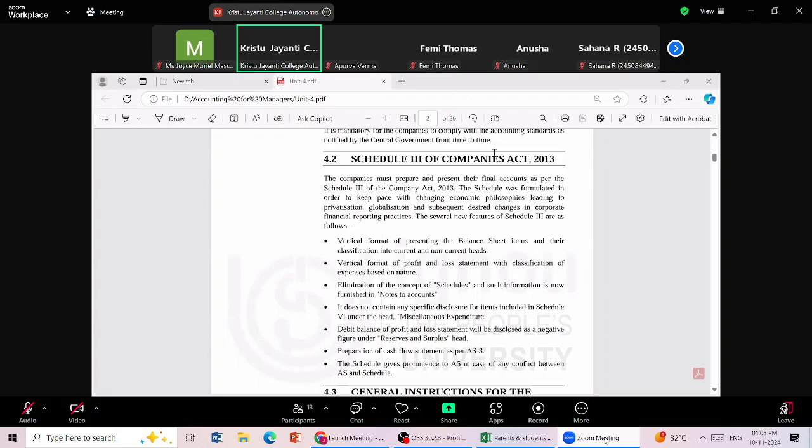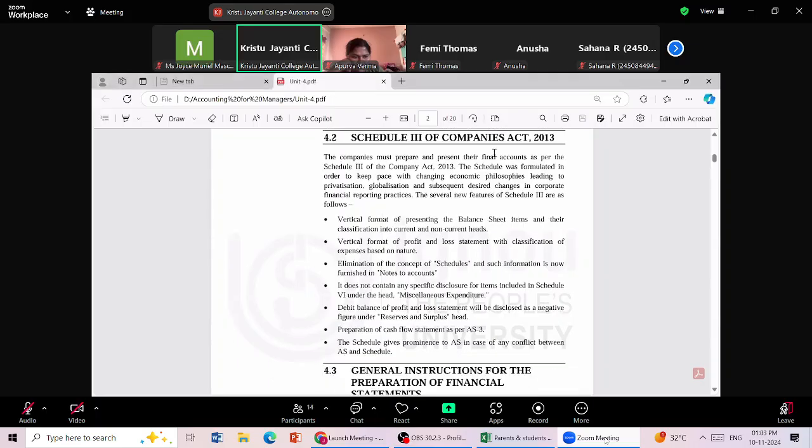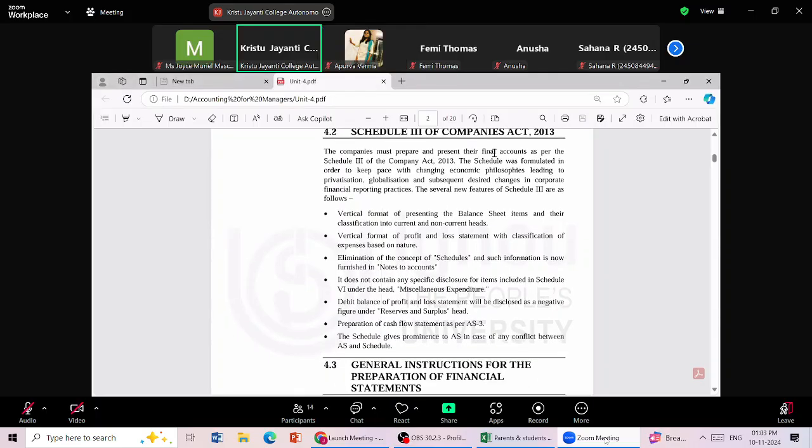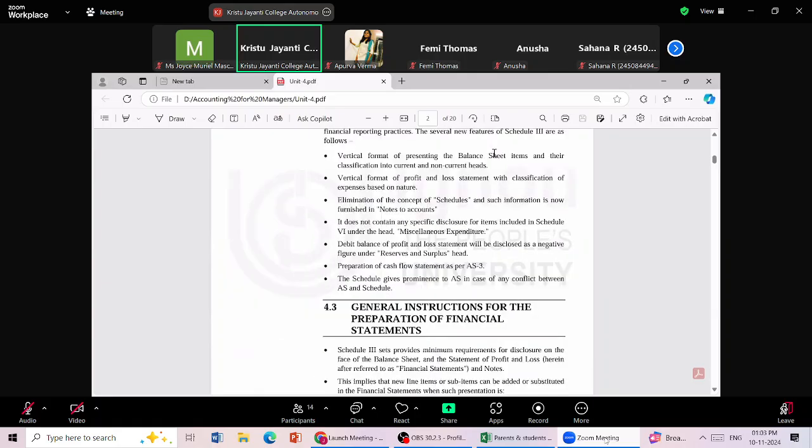So there are a few features which are considered in Schedule 3. The first one is vertical format. Earlier you can see it was horizontal, but now it is a vertical format, and it consists of the balance sheet also. And then instead of schedules, which we had earlier, it is now represented with notes. And then we have the debit balance, which also considers the miscellaneous expenditure, but it does not give the appropriate disclosure for miscellaneous expense. And we have reserves and surplus, etc.